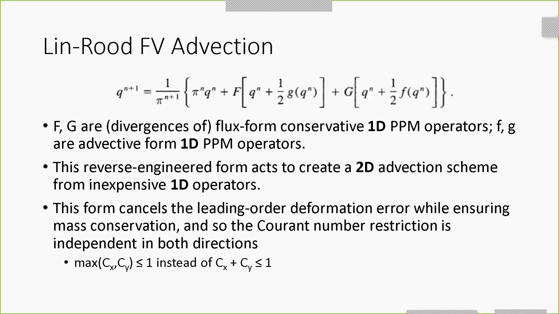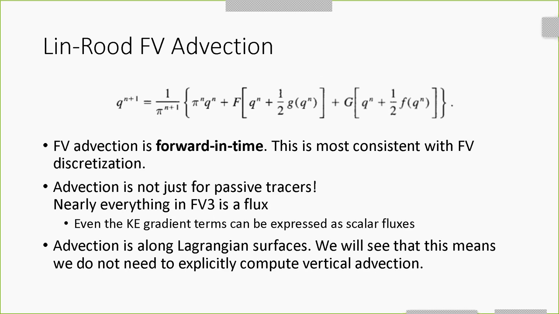And that not only gives you a more accurate solution, but it also gives us this great advantage that the Courant number restriction is independent in both directions. So if you were running just a dimensionally split scheme, your Courant number restriction would be the sum of the two directional Courant numbers. Courant numbers use the CFL condition, u times delta t over delta x is less than 1. And in FV3, it's not the sum of the operators, it's rather just the weaker condition that in both directions the Courant number needs to be less than 1. This is a rather stronger criterion that not only allows us to take a longer time step, but also makes it easier for doing our adaptive time stepping that we do in the tracer subcycling.